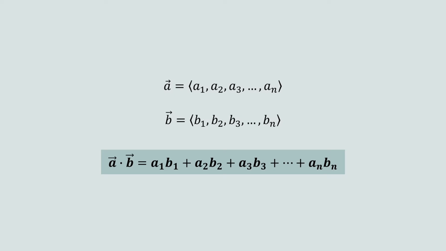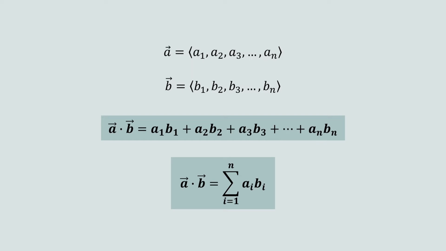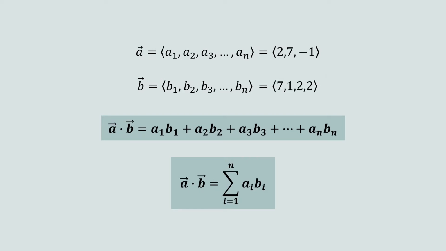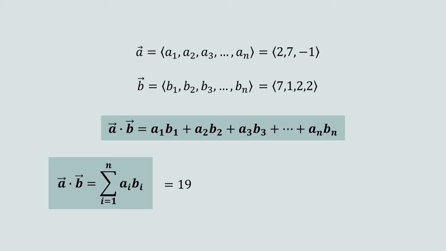Using sigma notation, the definition of the dot product becomes this, which can be read as the sum of ai bi as i goes from 1 to n, where i is a natural number. So for example, if vector a equals 2, 7, negative 1, 0 and vector b equals 7, 1, 2, 2, then a dot b equals 2 times 7 plus 7 times 1 plus negative 1 times 2 plus 0 times 2, which equals 14 plus 7 minus 2 plus 0, which equals 19. Therefore, a dot b equals 19.